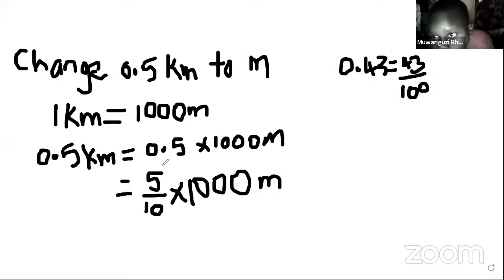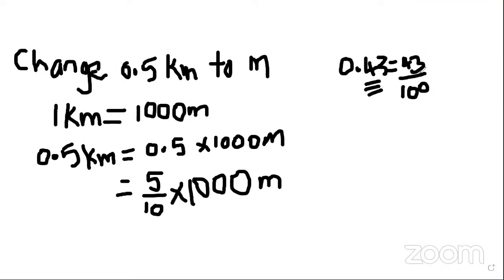Let's continue. If we have 1 decimal place, like 0.5, we put it out of 10. So this 10 represents 1 decimal place. Now, if we have 0.43, we are putting it out of 100. Why are we putting 0.43 to be 43 out of 100?